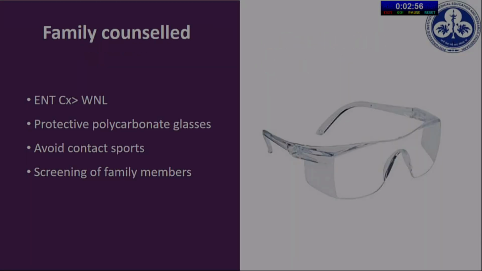The family was counseled for further evaluation in the form of ENT consultation, because these children are known to have a highly elastic and mobile tympanic membrane, leading to conductive hearing loss as well, which was normal in this child. Protective polycarbonate glasses were advised. Along with that, he was also advised to avoid contact sports. We also asked the family members to bring his sibling for examination.